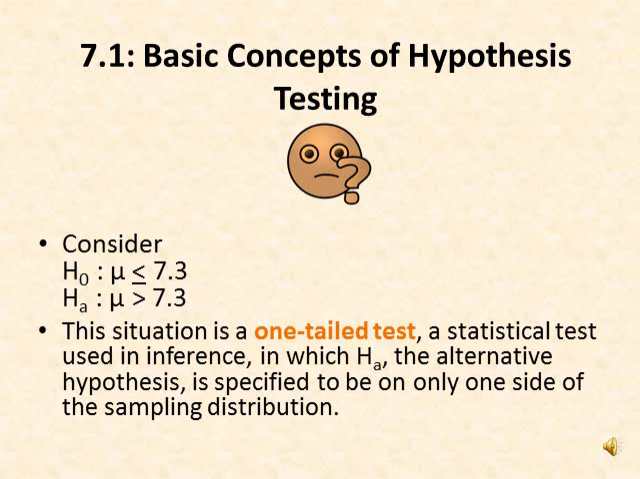Consider a null hypothesis of mu is less than or equal to 7.3 and an alternative hypothesis of mu greater than 7.3. This situation is called a one-tailed test, a statistical test used in inference in which H sub A, the alternative hypothesis, is specified to be on only one side of the sampling distribution.